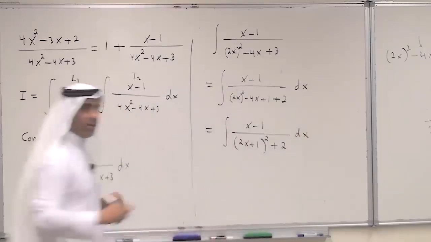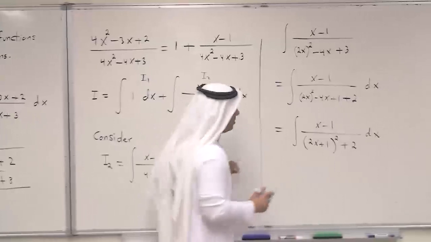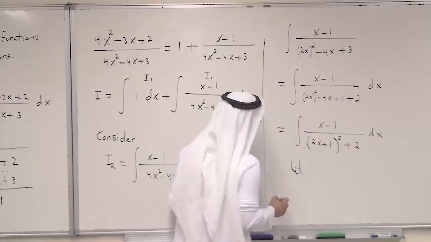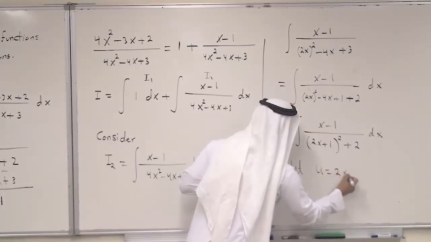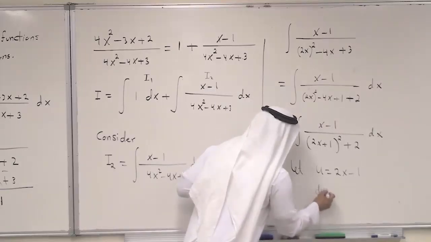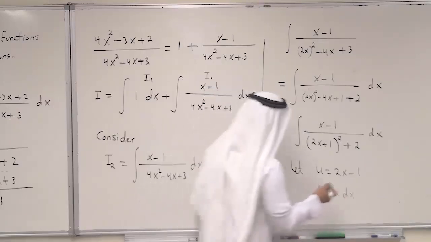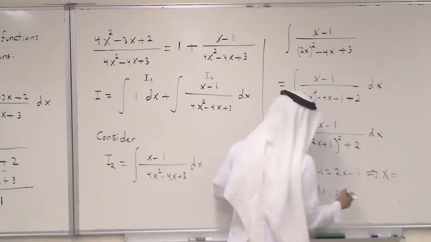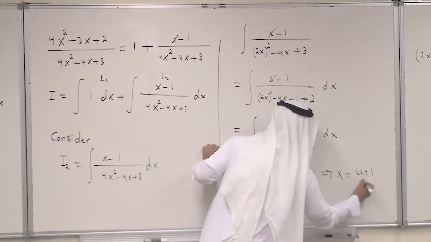Almost done. What do we need now to do? We need to make some kind of substitution. I need to write this one as u squared plus a squared. So I will let u be equal to 2x minus 1. So what will be du? du will be 2 dx. Not only this, it implies x is equal to (u plus 1) divided by 2.